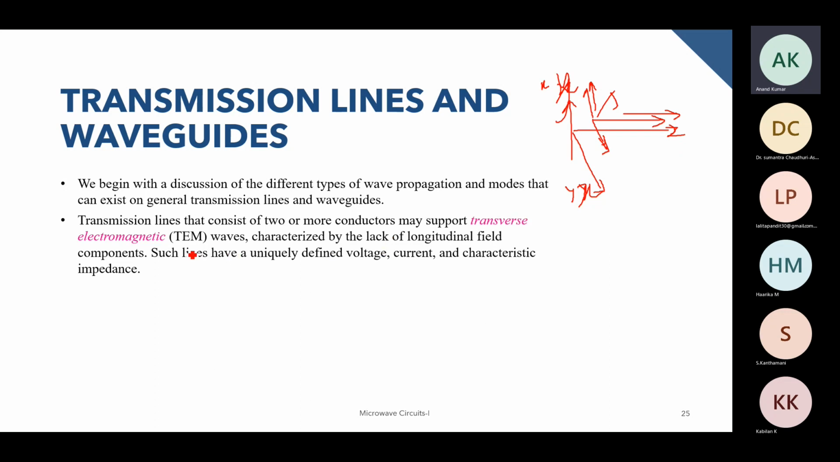So the TEM waves are the waves in which we do not have any longitudinal field components. For example, if a wave is propagating with electric field E and magnetic field H, this will have EX, EY, and EZ components, and HX, HY, and HZ components. If the wave is propagating in the Z direction, then the EZ and HZ components will be zero. That will be a TEM wave.